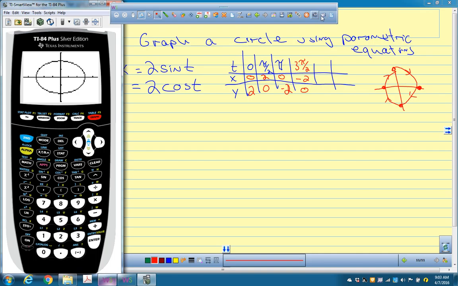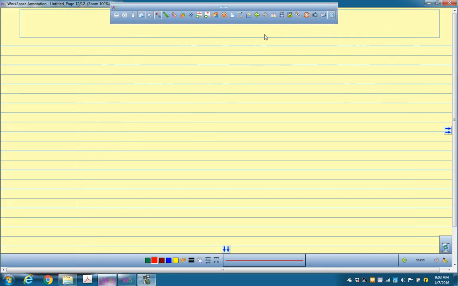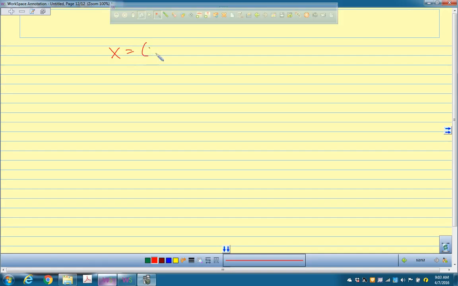I just want to talk about this. I'm not going to do a problem, but the very last thing that you're going to see: projectile motion can be modeled by this pair of parametric equations. x of t equals v sub 0 cosine theta t, and y of t, okay, is equal to h plus v sub 0 sine theta t minus 16 t squared.